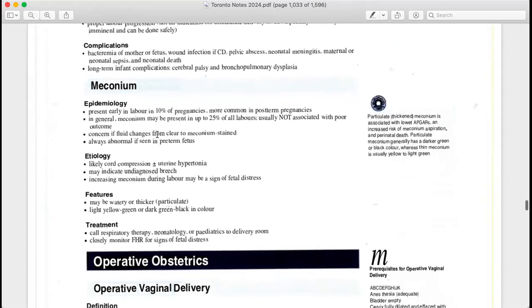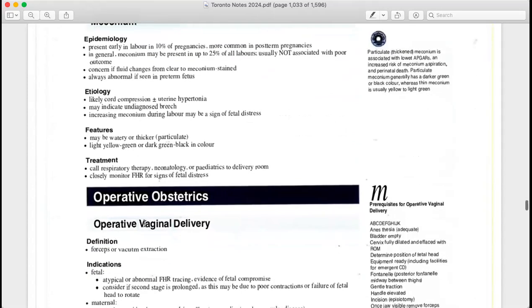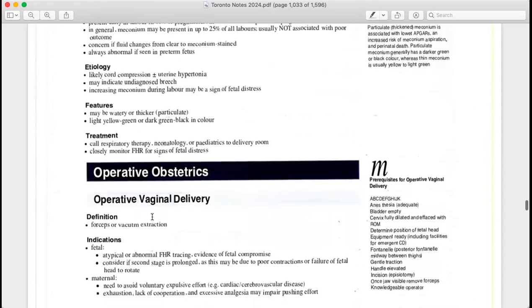Meconium: if she had the baby already aspirate the meconium, call for neonatal respiratory therapy and then monitor the fetal heart rate. That's important. Particulate meconium is associated with the lowest Apgar score because meconium aspiration can lead toward death.